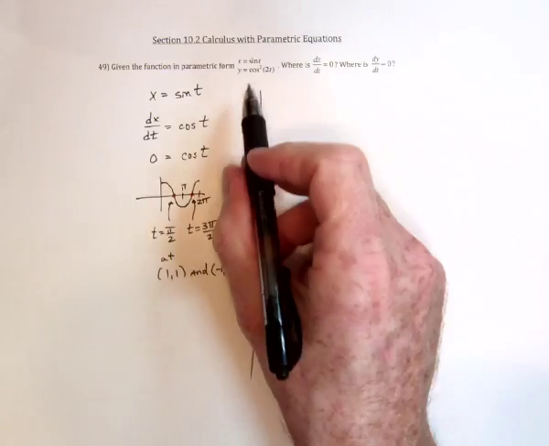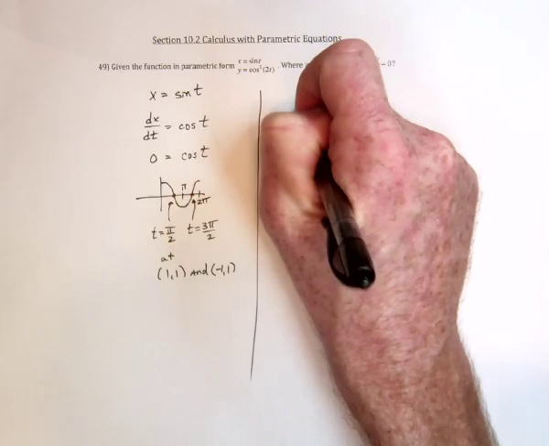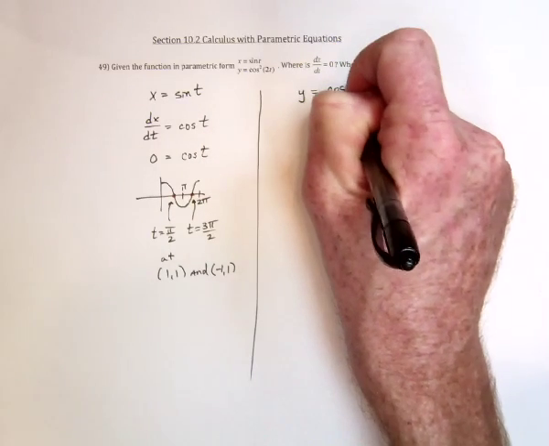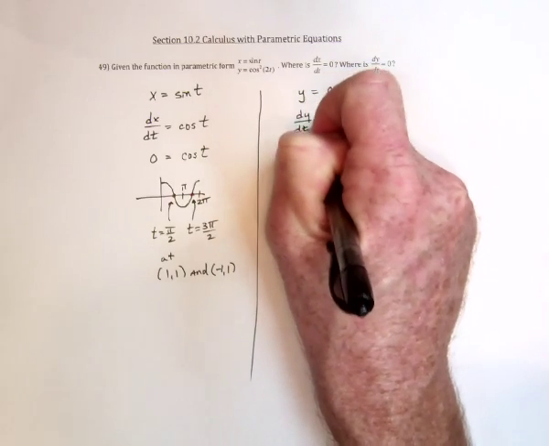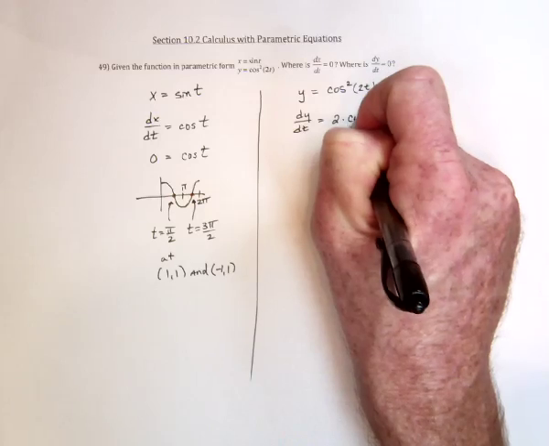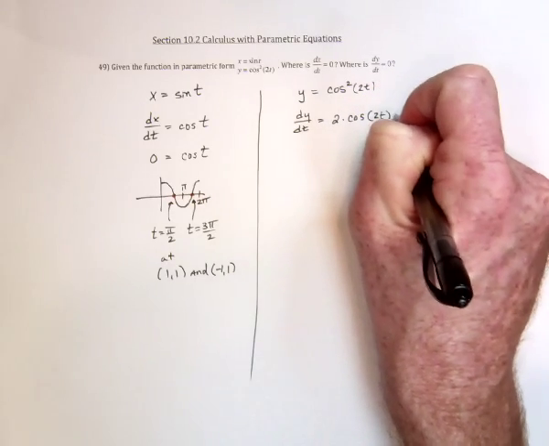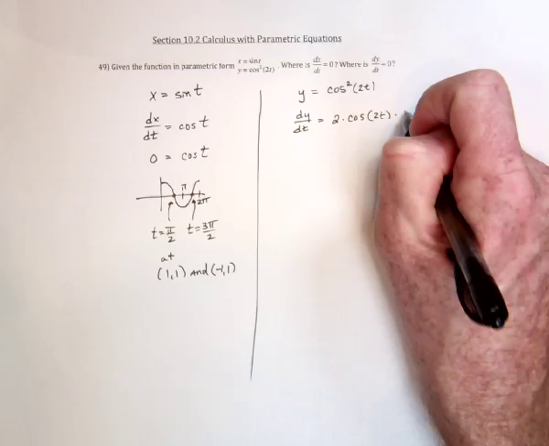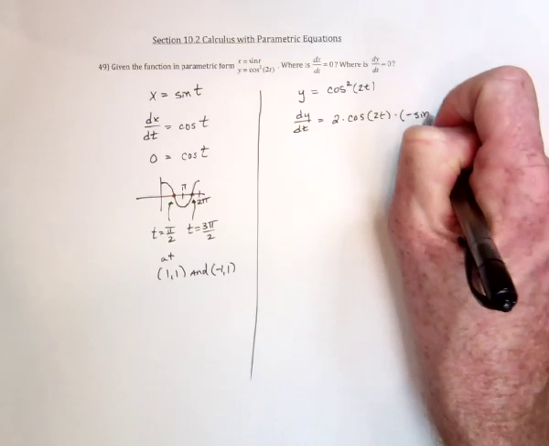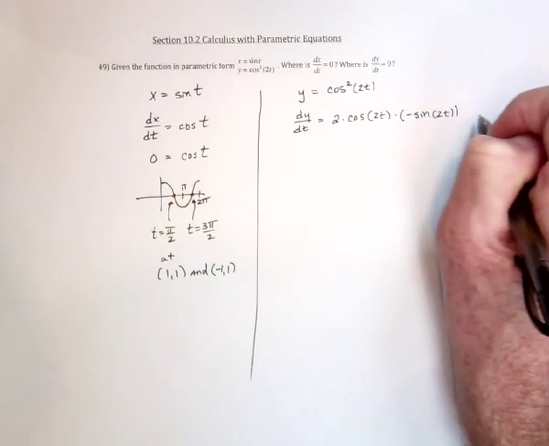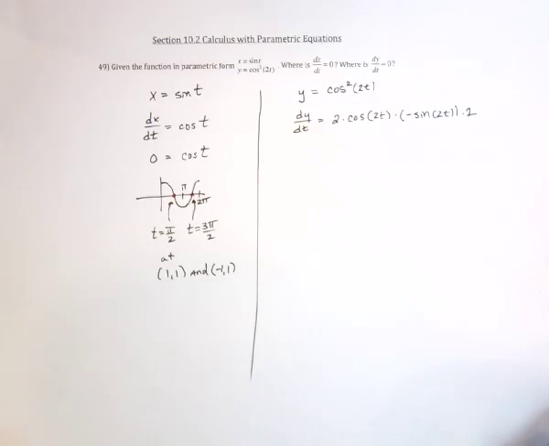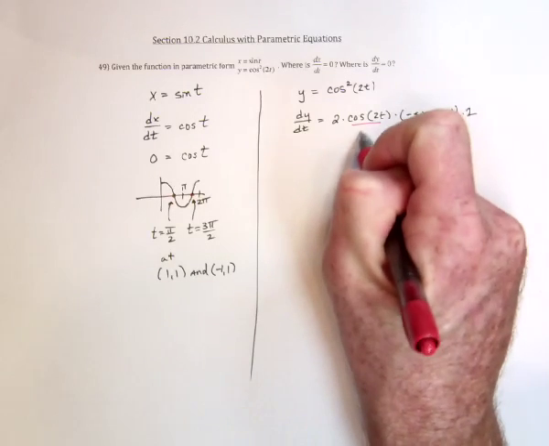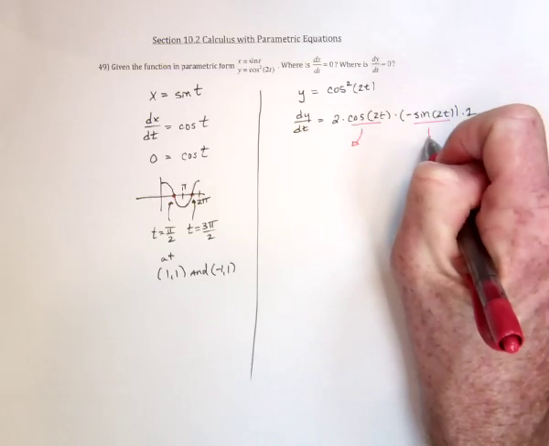So y is equal to cosine squared of 2t. The derivative of that, dy dt, will be 2, leave cosine of 2t alone. Then the chain rule says take the derivative of cosine, so that's going to be negative sine of 2t. And then the chain rule says take the derivative of 2t, which is another 2. Then set that equal to 0. When you do, it's going to be this set equal to 0 and this set equal to 0.